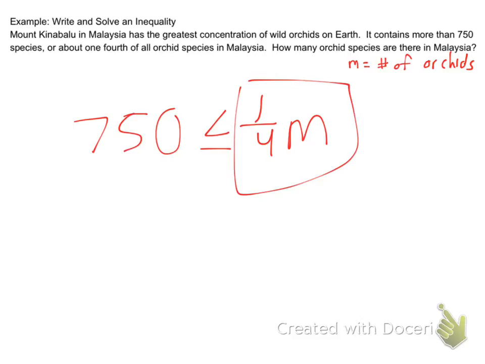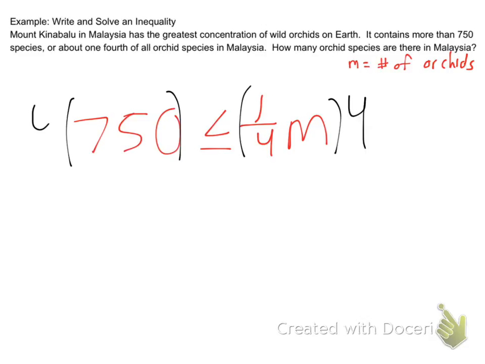So, how can I solve this for how many are in Malaysia? I'll take the box off. There we go. So, how many are there? What do we do? Multiply both sides by 4. The 4 and the 1/4 will cancel. So m is greater than or equal to?